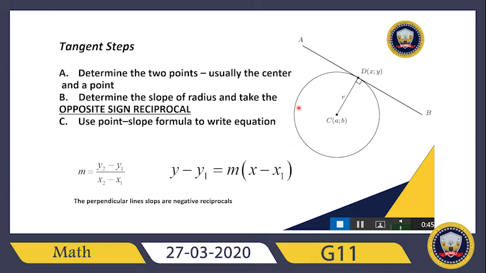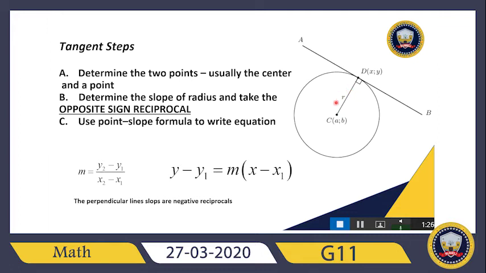For example, for this circle which has a center C(a, b) and has an endpoint D(x, y), we can find the tangent, which is in this case AB, by just following some steps. The first step is finding the slope of this radius. How to find the slope of this radius? As we said, we have two points, in this case C and D, so we can find m, which is the slope of this radius.